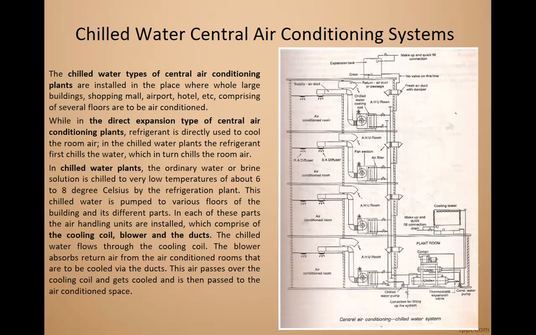So the chilled water types of central air conditioning plants are installed in places where large buildings, shopping malls, airports, hotels, etc., comprising several floors, are to be air conditioned. While in the direct expansion type of central air conditioning plants, refrigerant is directly used to cool the air. In the chilled water plants, the refrigerant first chills the water, which in turn chills the entire room air.